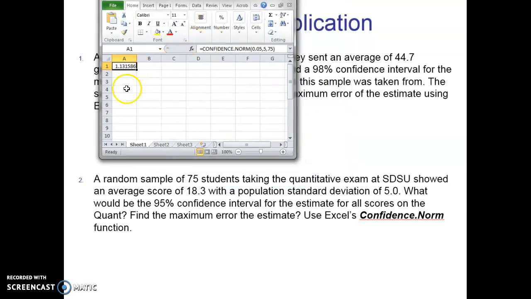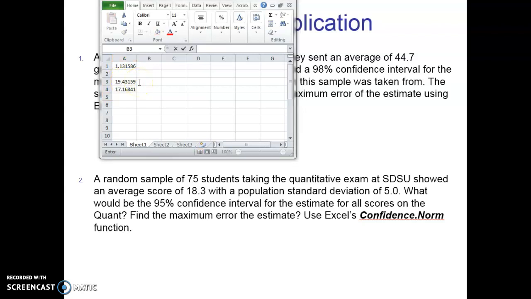We could also create that 95% confidence interval. Simply take the mean, which is 18.3, and then add to it the 1.13, and that gives us the upper confidence level, and then take the mean, 18.3, and subtract from it the margin of error. So we believe the true population mean is between 17 and 19.